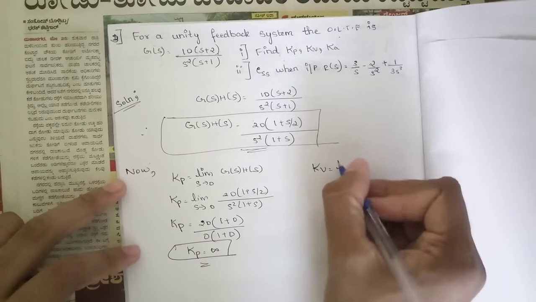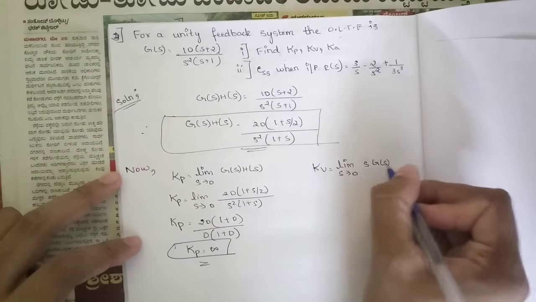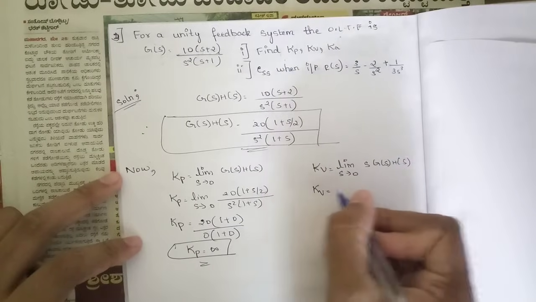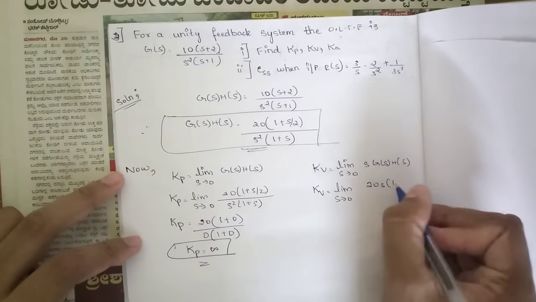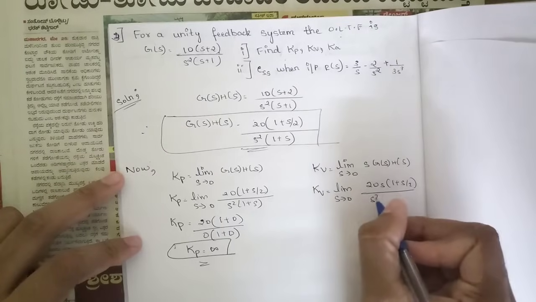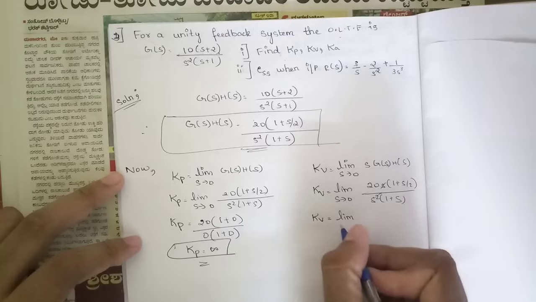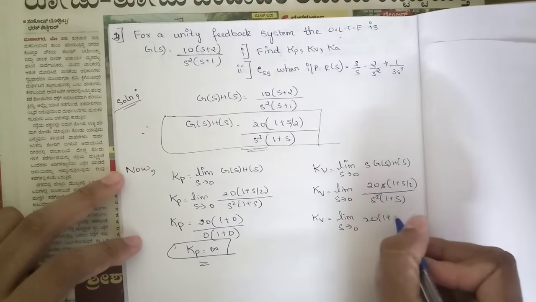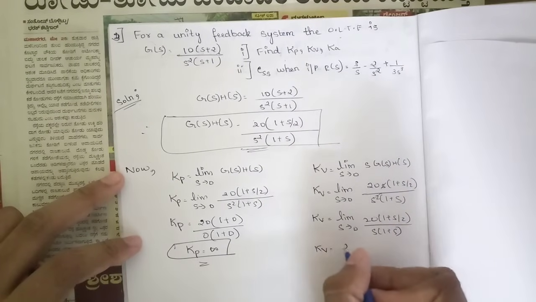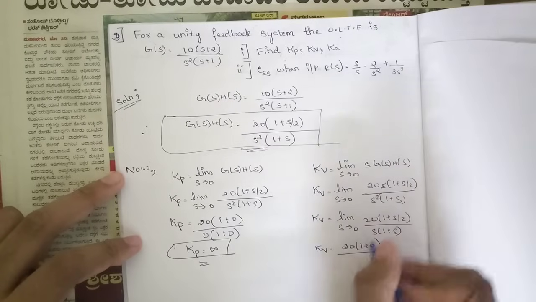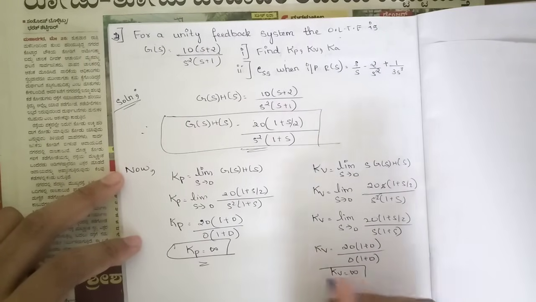Quickly, let's find Kv. The formula for Kv is the limit as s tends to 0 of s G(s)H(s). So Kv is the limit as s tends to 0 of 20s(1 + s/2) / (s^2(1 + s)). One s gets cancelled, so Kv is the limit as s tends to 0 of 20(1 + s/2) / (s(1 + s)). Applying the limits, the numerator is 20 into 1 plus 0, and the denominator is 0 into 1 plus 0. So again we get 20 by 0, that is again infinity.